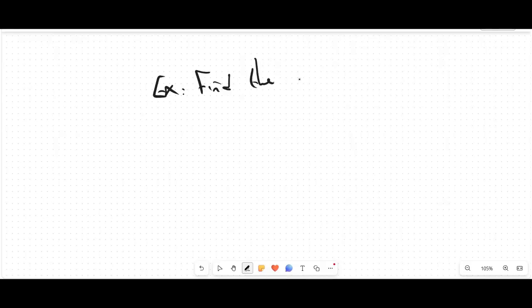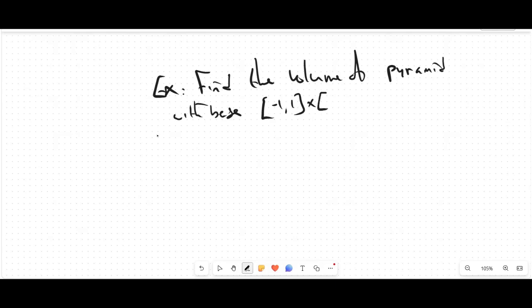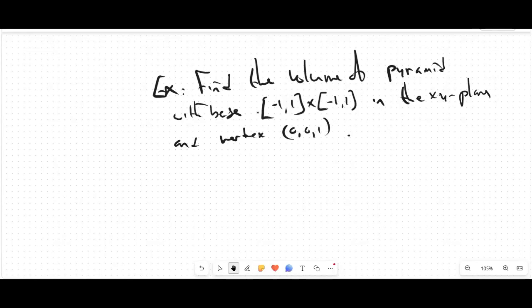Find the volume of, yeah, this is what they tell you, the pyramid with base -1 to 1 cross -1 to 1 in the xy plane, and vertex 0, 0, 1. Find the volume of this pyramid.